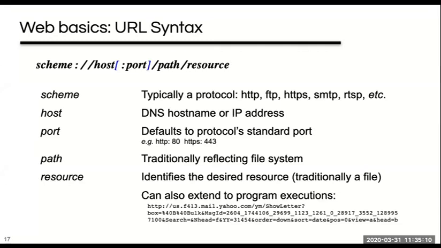Then there's a path, which traditionally in many cases reflects a path in a file system on the server. Then there's the resource. This is the thing that you're accessing. In many cases, especially traditionally, it was a file with the content you wanted, but it could also be a program. Here is a crazy URL, which is for accessing a particular email in an old version of Yahoo's webmail service. And you may notice this question mark in here.